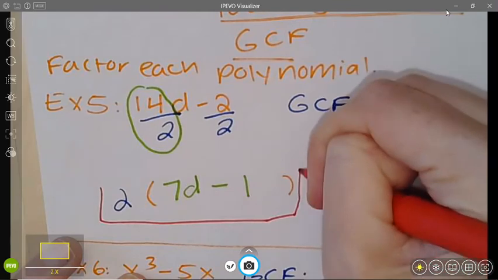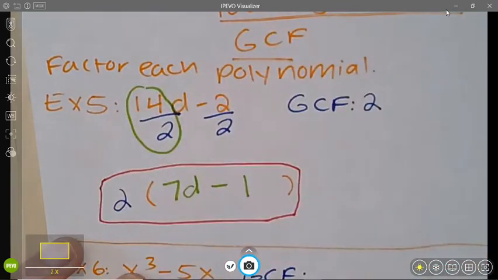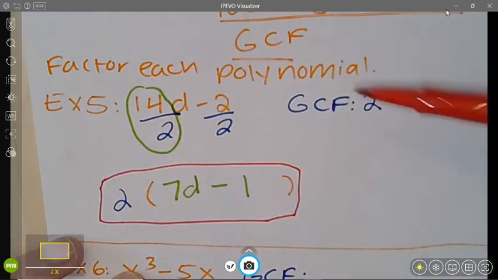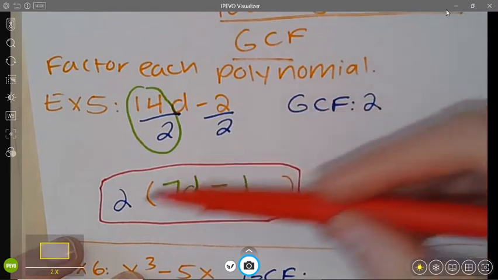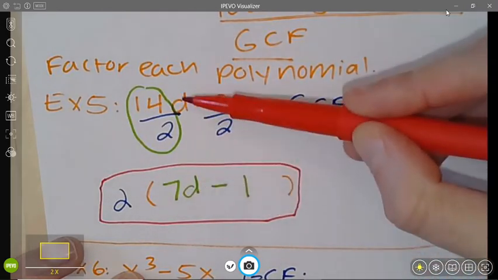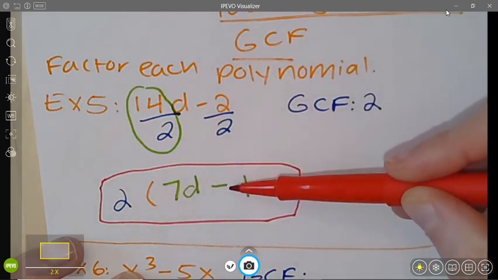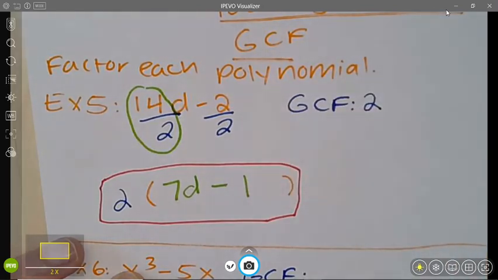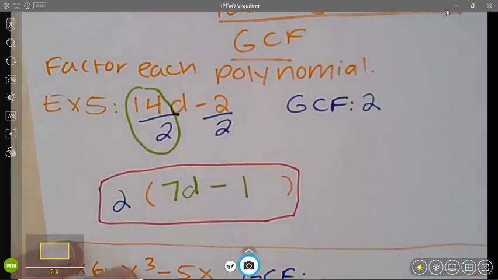Okay, and something that's really cool, you guys, I told you that factoring is the reverse of distributing. So if I were actually to distribute the 2 back, I would get my original expression. So 2 times 7D is 14D. 2 times negative 1 is negative 2. So a good way to check yourself, if you're ever doubting yourself, is to distribute your final answer and see if you end up with what you started with. So yeah, let's get going on the next problem.